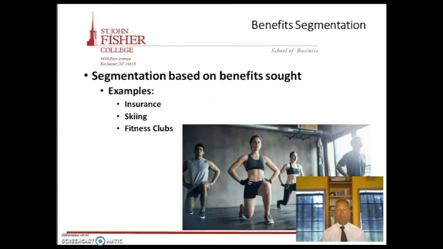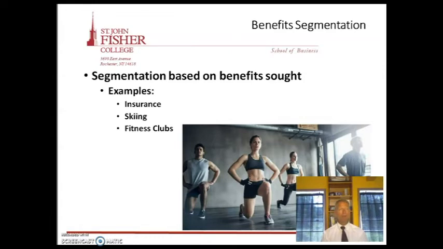The other one is benefits segmentation, where you segment your market based on the benefits they seek. The best example I can come up with is insurance. You can buy complete coverage insurance, you can buy just collision, you can buy just life insurance, you can buy term insurance and all types of things. And different segments are offered different products based on the way that they're segmented.